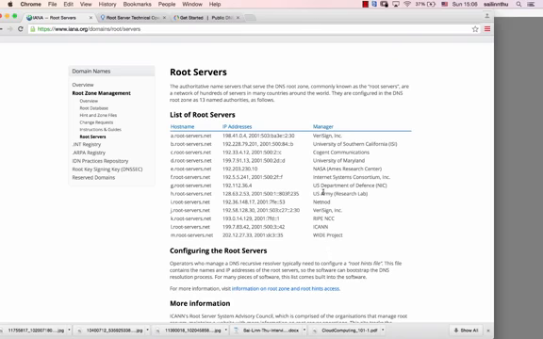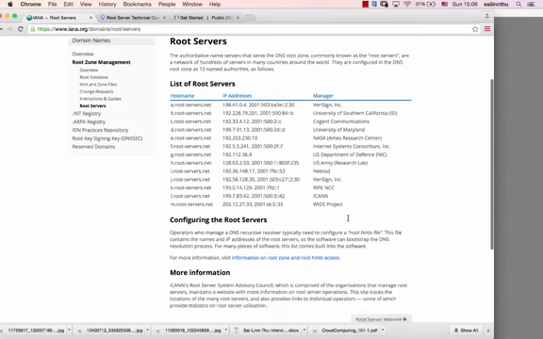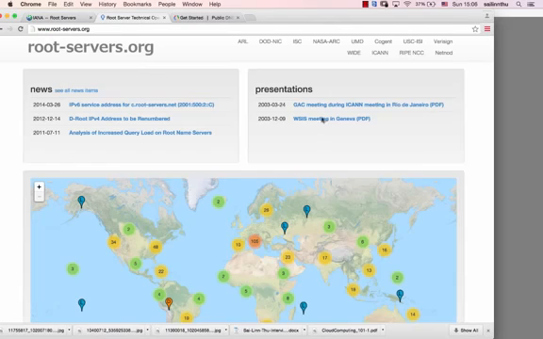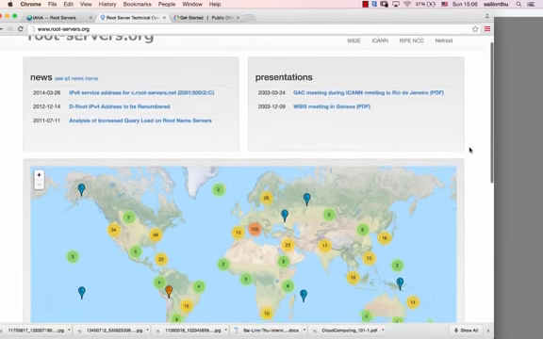They are operated through different organizations: University of Southern California, University of Maryland, NASA, Internet Systems Consortium, US Department of Defense, US Army. Okay. All right. Mainly Verisign and Google. Okay, rootservers.org.